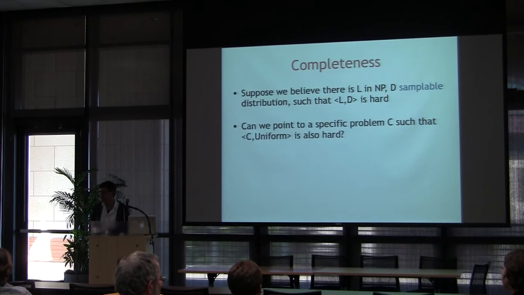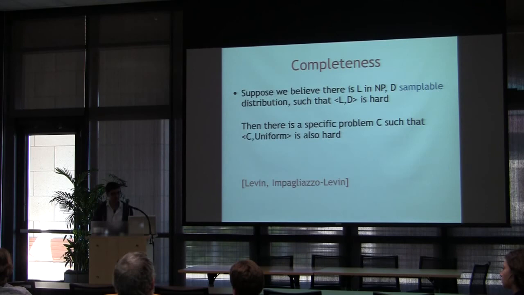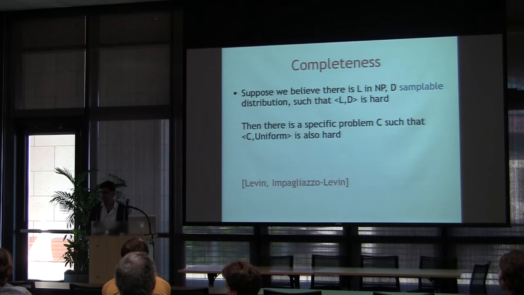Okay. And so there are two papers, one by Levin and one by Impagliazzo and Levin, that show that there is some kind of complete average case problem in NP. There is a particular problem, and from that point on they could show many others, such that if the problem were easy on average, then every problem in NP for any sampleable distribution would also be easy on average. So that's sort of the hardest problem in NP under any sampleable distribution.